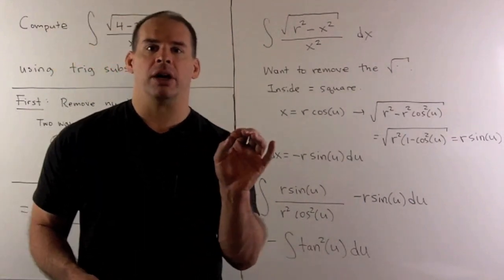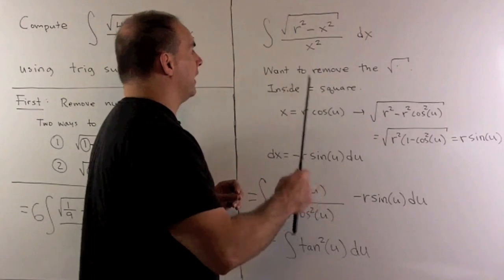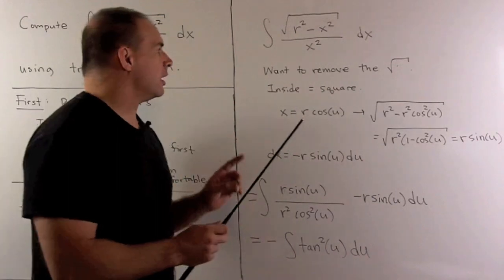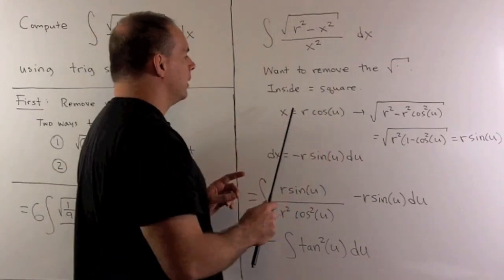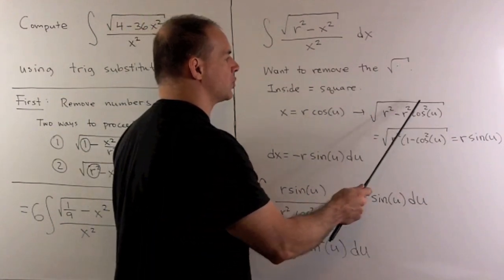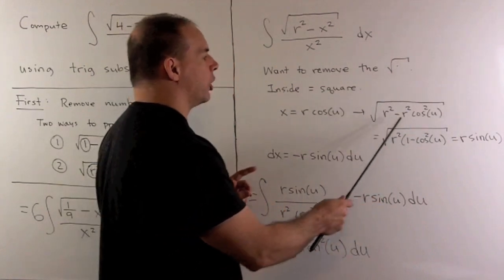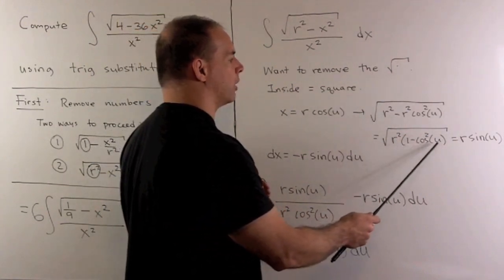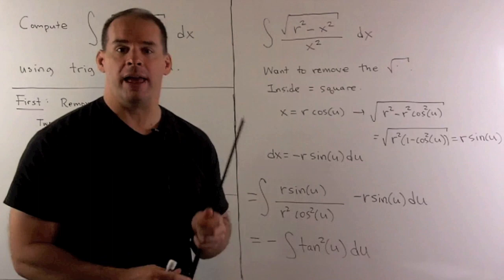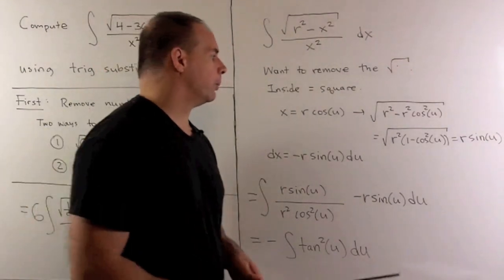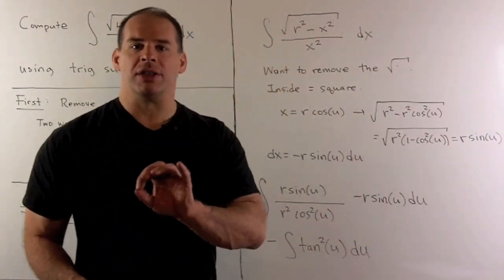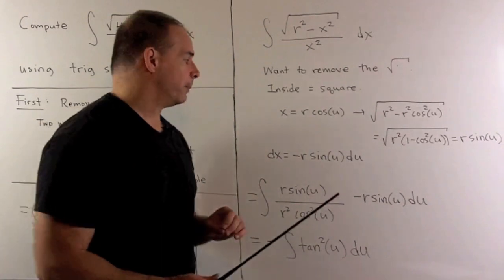Now, the philosophy here is I want to put something squared on the inside of our square root sign, so that way that thing just collapses. Looking at what we have, if I let x be equal to r cosine of u, then we have the square root of r squared minus r squared cosine squared of u. I could factor out an r squared. I have 1 minus cosine squared of u. That's going to turn into r squared sine squared. And then with the square root, it becomes r sine of u. So that gets rid of our square root. Now we just have to check the rest of the integrand to see what we're left with.